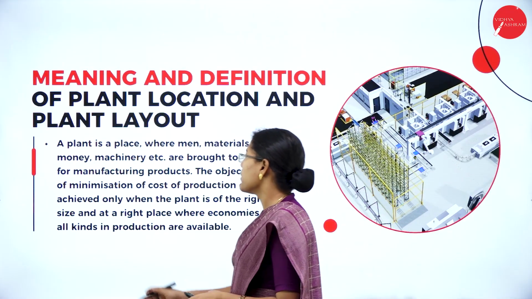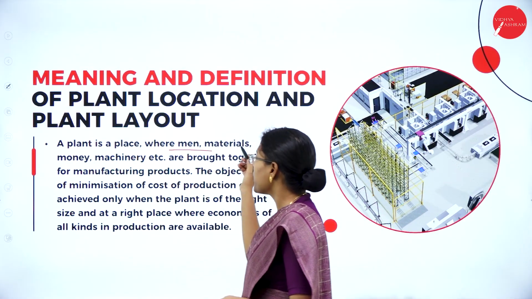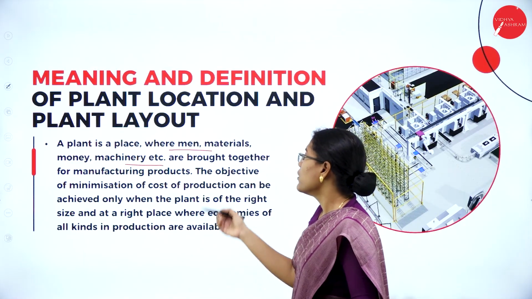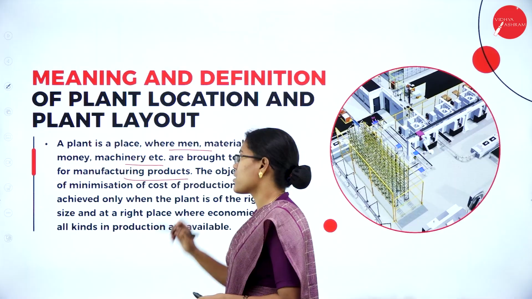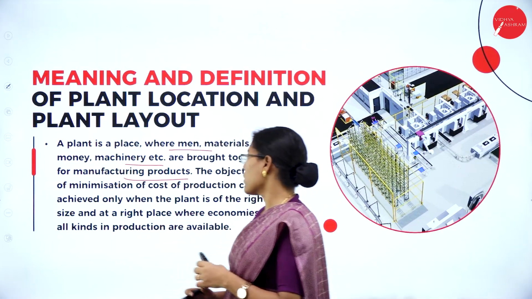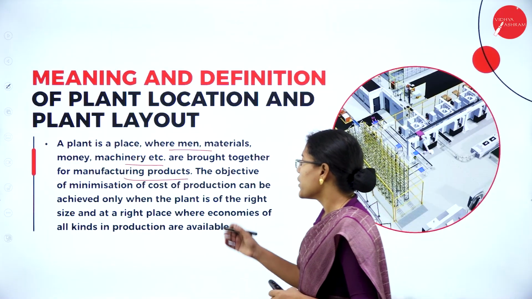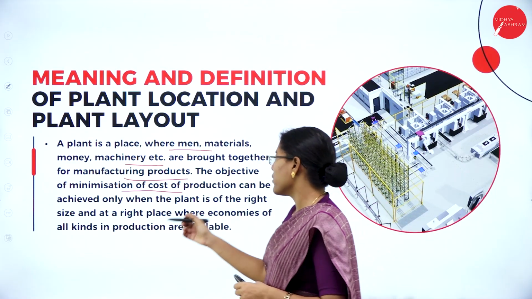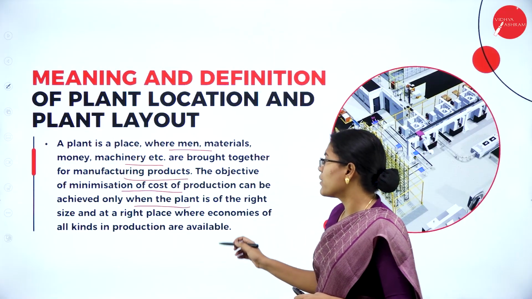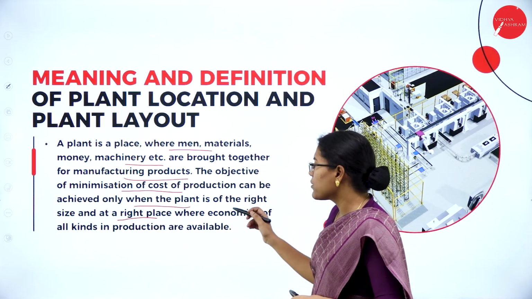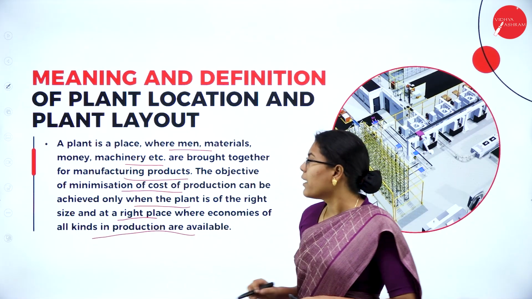So, a plant is a place where men, material, money, machinery are brought together for manufacturing products. So, a plant here refers to a manufacturing industry. Then the objective of minimizing the cost of production can be achieved only when the plant is of the right size and at the right place where the economies of all kinds of production are available.